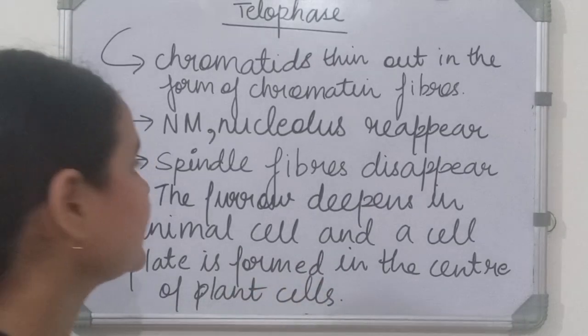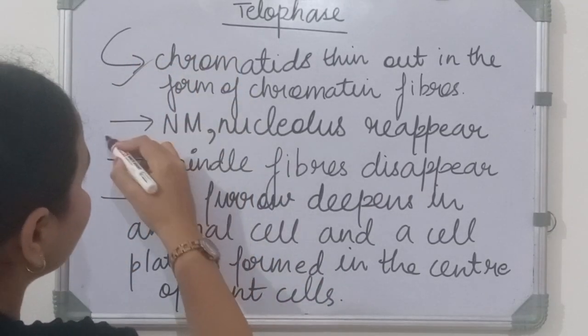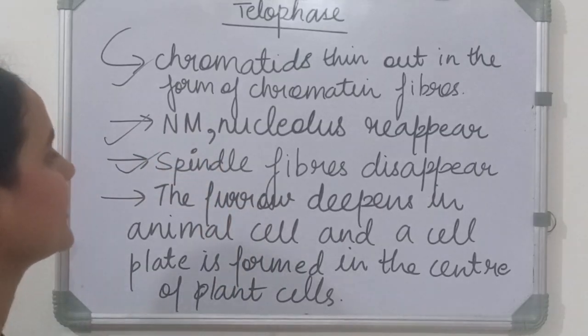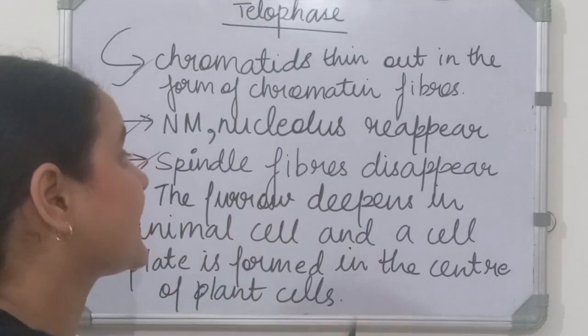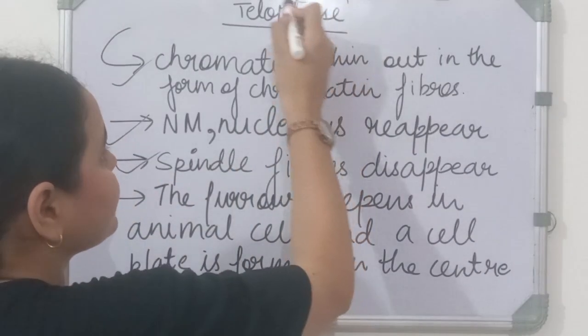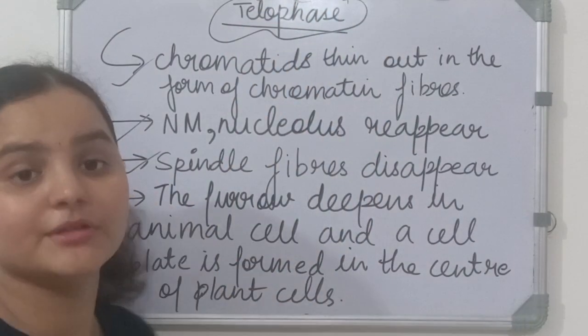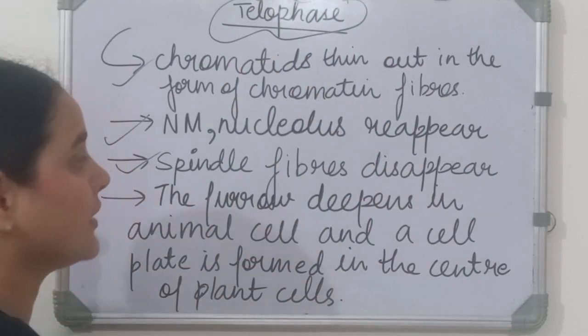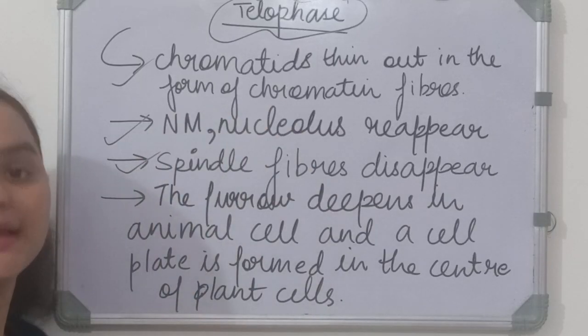Okay. This first point, second point and third point are exactly opposite of the prophase stage. So this telophase is also opposite of the prophase stage. Now let's draw the telophase diagram.